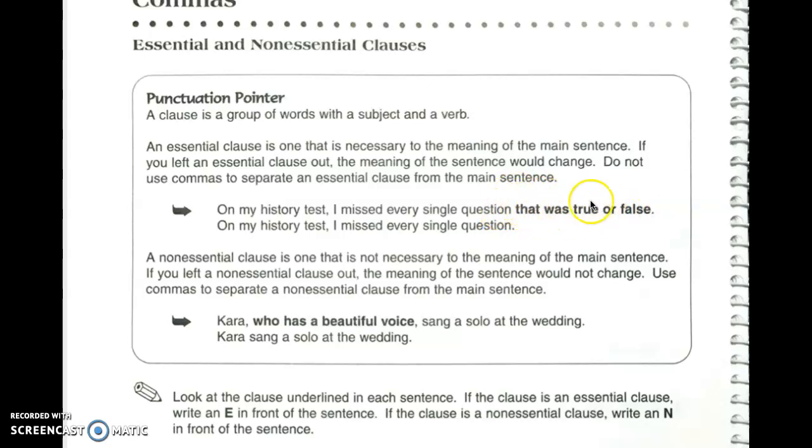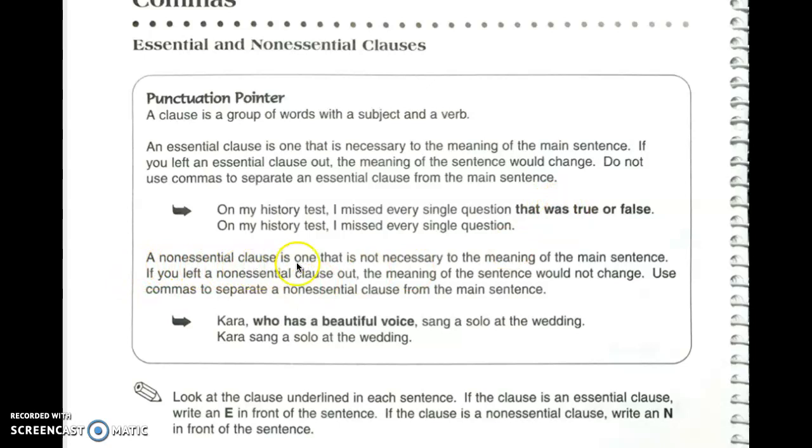So because this clause completely changes the meaning of this sentence, it's essential, and we need it in order to understand the entire sentence. Okay, in order to understand the meaning. Okay, that's what makes it essential.